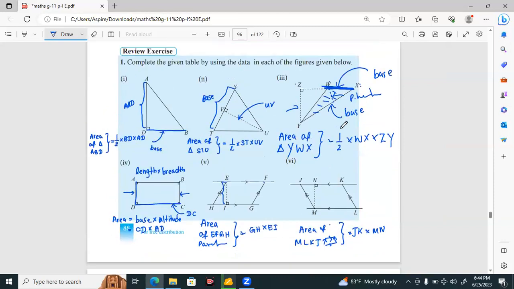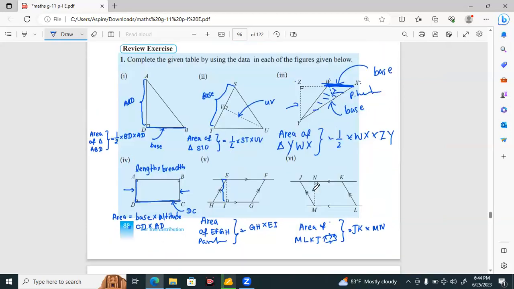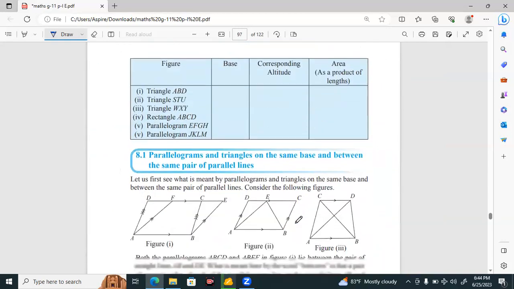Obtaining the area of triangles and parallelograms. You can do this as homework. Now it is clear to you, okay. We move to the next topic.